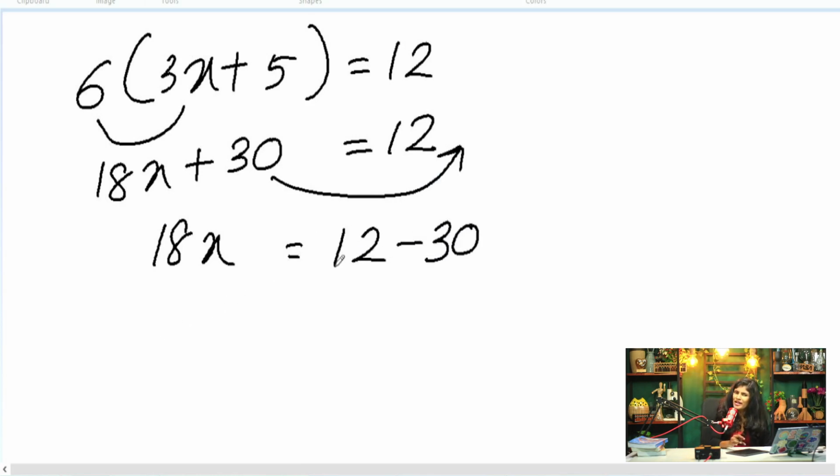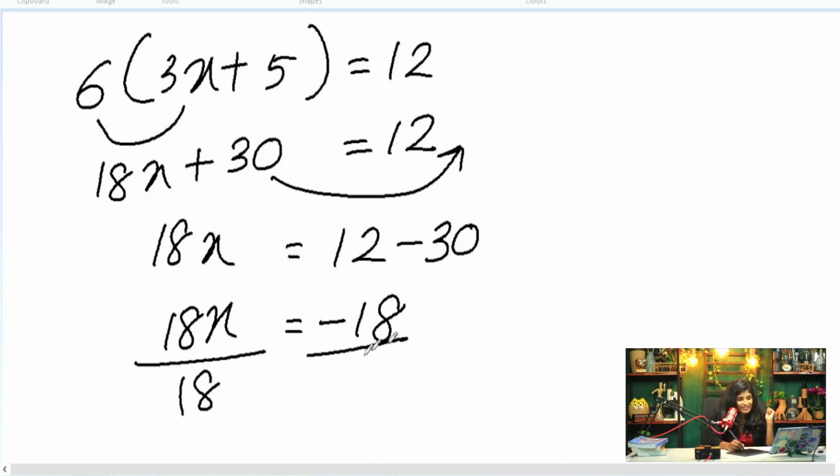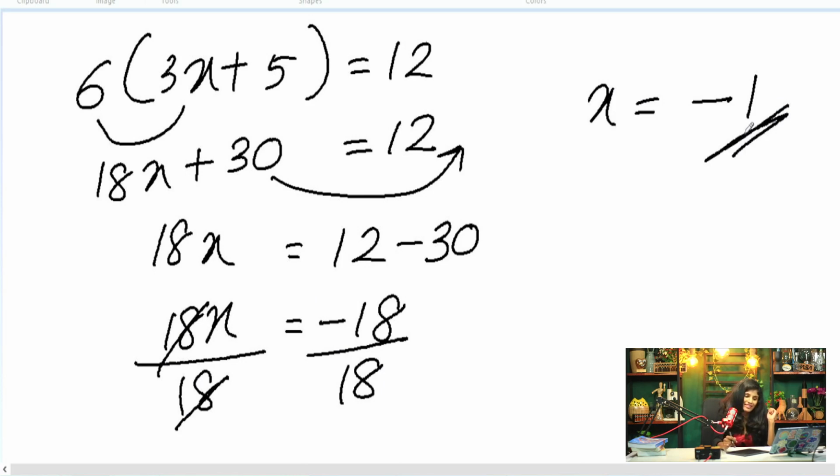Okay. 12 minus 30. I have to subtract two numbers. Don't think about the symbol. Just subtract the two numbers. That means 30 minus 12 we can do. 30 minus 12, the answer is 18, no? Then put the symbol of the larger value. The larger value is 30. The symbol of 30 is negative. Yes, that's it. So 18x equals negative 18. I will divide both sides by 18. Cancelling out 18 and 18. x equals negative 1. That's it.